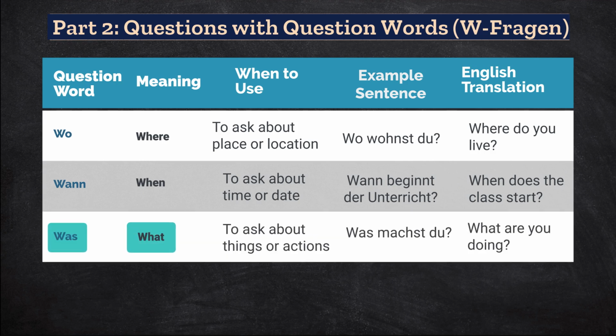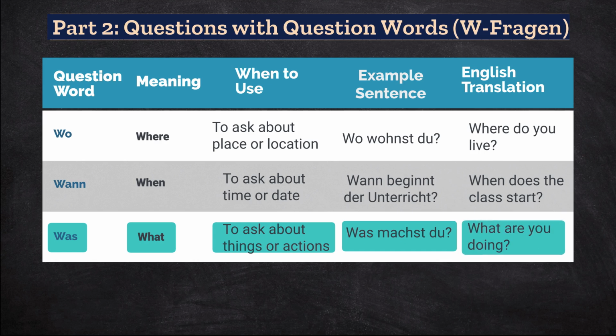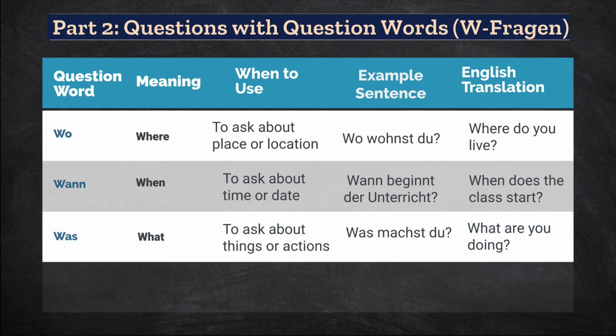Was? Means what? You can use it when you want to ask about things, actions, or information. For example, Was machst du? means what are you doing? This question is used to find out details about an action.